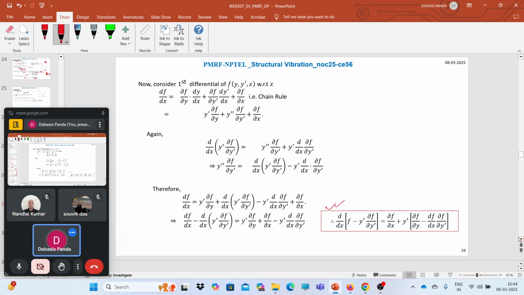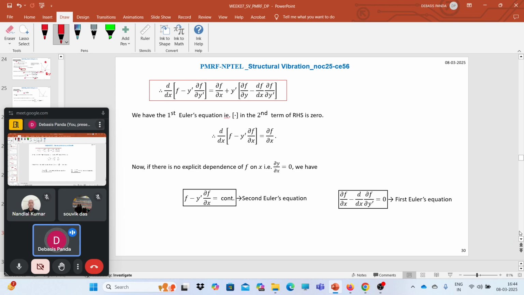Now look at this equation on the other slide. If I take it to that slide, what that expression says is d/dx of (f minus y dot del f by del y dot) is equal to del f by del x plus y dot del f by del y minus del f by del x del f by del y dot. Here you can see this term is nothing but the first Euler equation we have just derived, del f by del y minus d/dx of del f by del y dot. This is the first Euler equation, equal to 0. So this part will become 0, and we are left with d/dx of (f minus y dot del f by del y dot) equal to del f by del x.